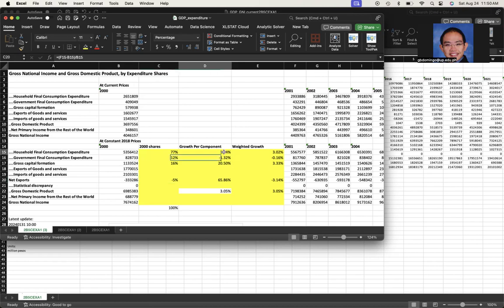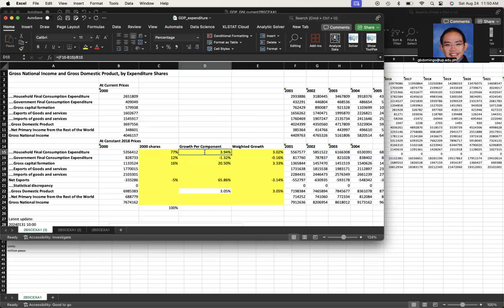And then you calculate the growth per component. So household expenditure grew this much: the 2021 household expenditure minus 2000, divided by 2000, and that's what gives you these numbers. So household consumption grew by 3.94%. Government final consumption shrank by 1.32%. Gross capital formation grew by 20%. Net exports grew by 65%.